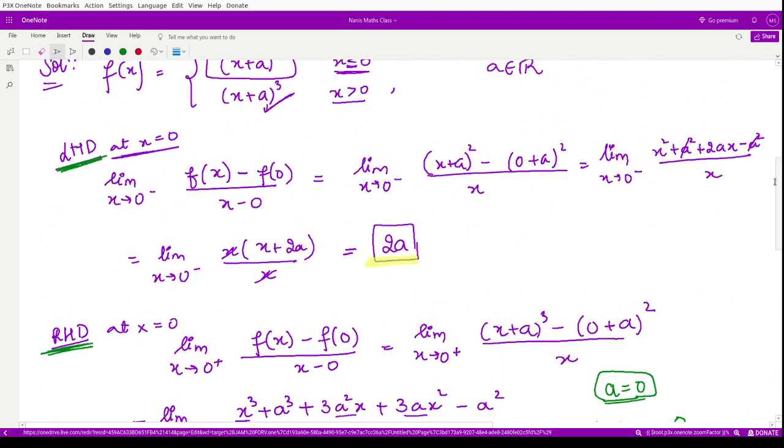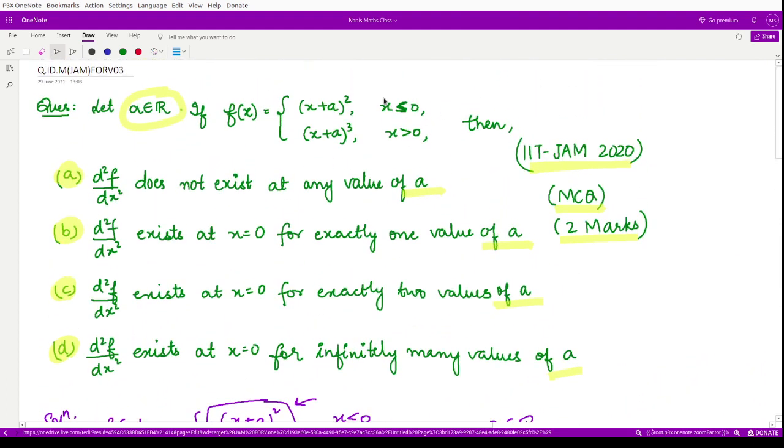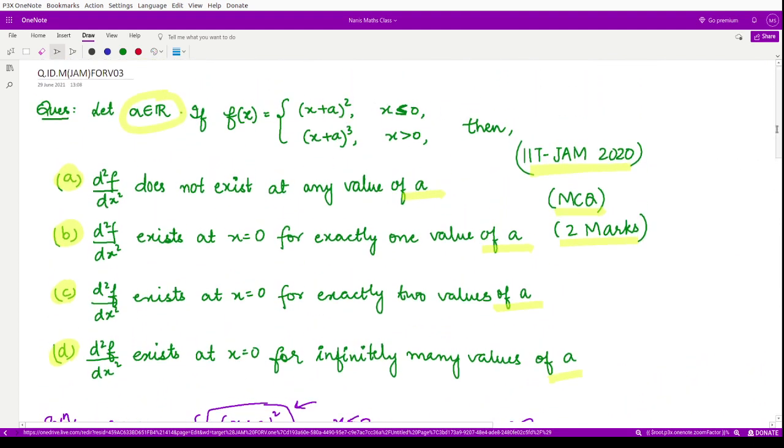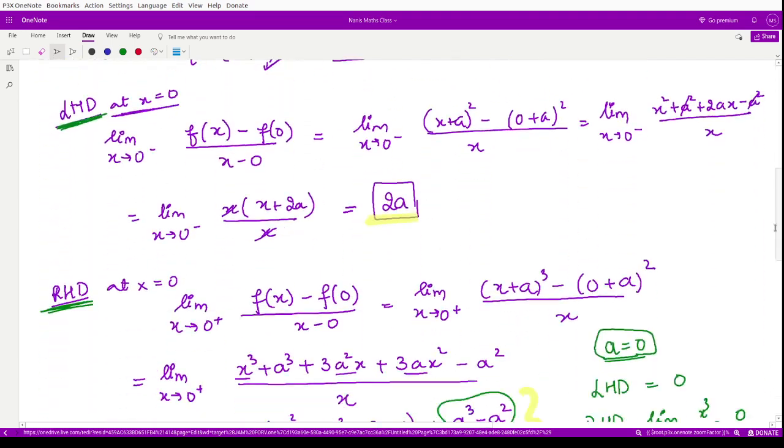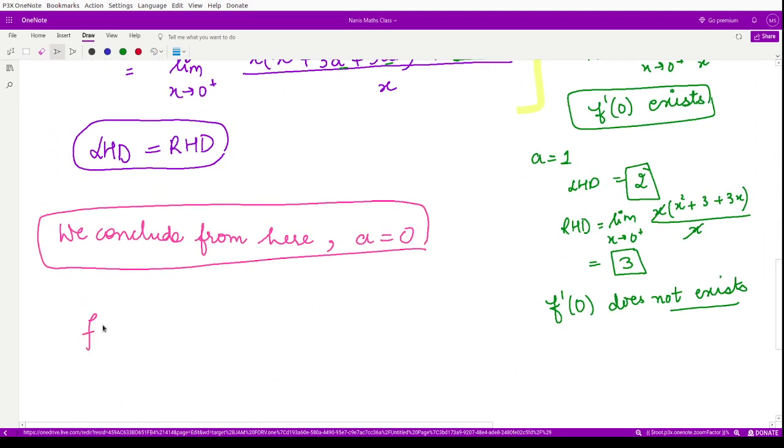If this is the case, what happens to your function? Your function, which was earlier x plus a whole square and x plus a whole cube, f of x, now becomes equal to x plus 0 whole square. So it is x square, and it now becomes x plus 0 whole cube, so that is x cube, whenever x is less than equal to 0 and whenever x is greater than 0, right? So this is our function.